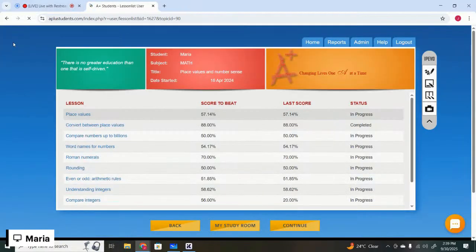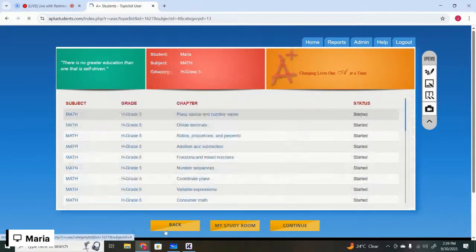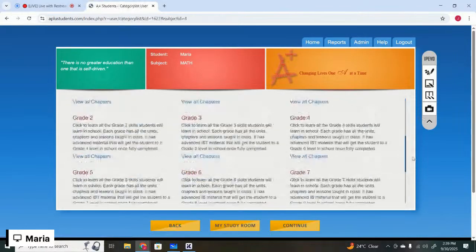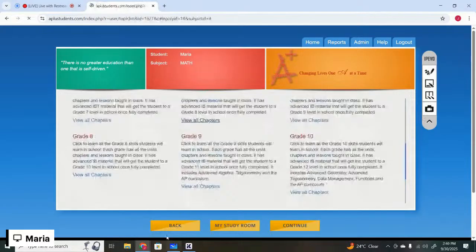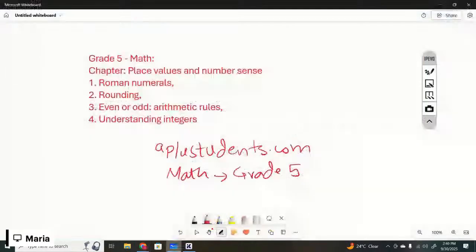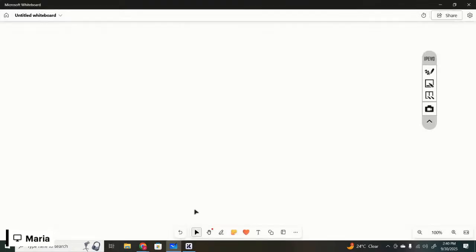So we were working on grade 5 math. The chapter we were working on is place values and number sense. What we have covered today are rounding, even or odd arithmetic rules, and understanding integers. So please make sure that before the next session you complete all the practice questions for the lessons we just did. That is your homework until the next session.